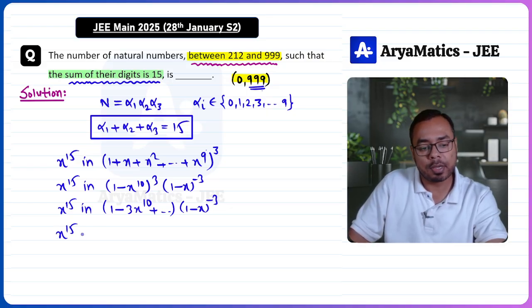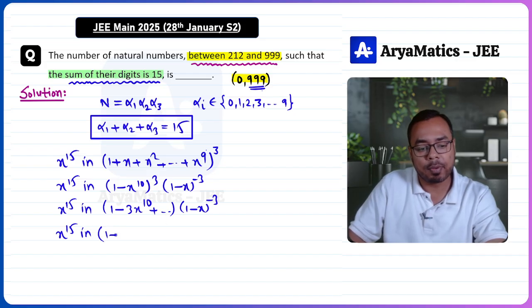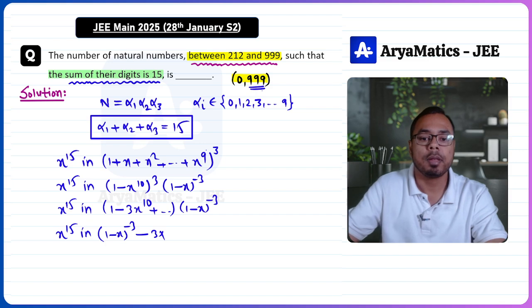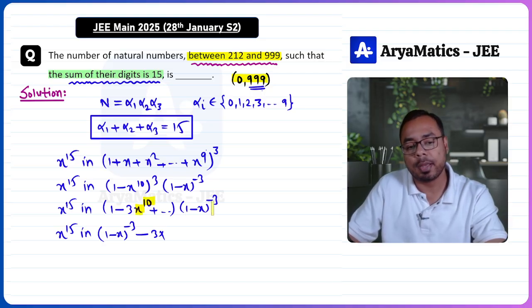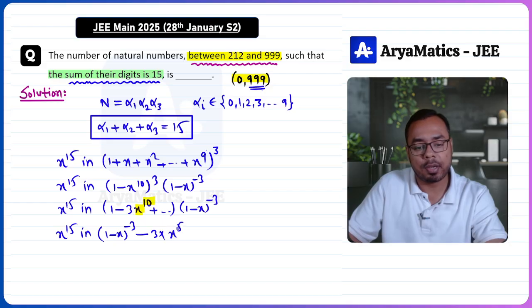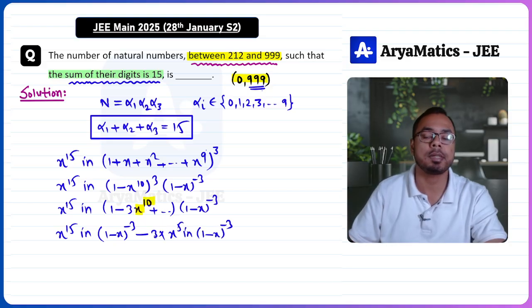Now this will be the coefficient of x raised to 15. When you multiply with 1, we have (1 minus x) raised to minus 3, minus 3 into, and here we already have x raised to 10. We need the coefficient of x raised to 15. We already got x raised to 10, which means in this one we need x raised to 5. So 3 into the coefficient of x raised to 5 in (1 minus x) raised to minus 3.